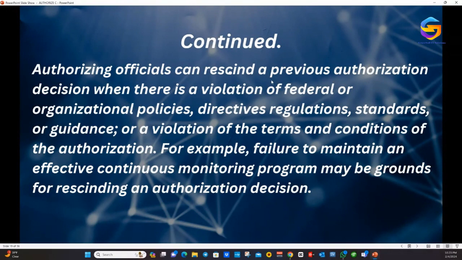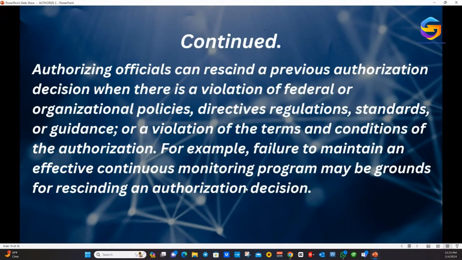Authorizing officials can rescind a previous authorization decision when there is a violation of federal or organizational policies, directives, regulations, standards, or guidance, or a violation of the terms and conditions of the authorization. For example, failure to maintain an effective continuous monitoring program may be grounds for rescinding an authorization decision.